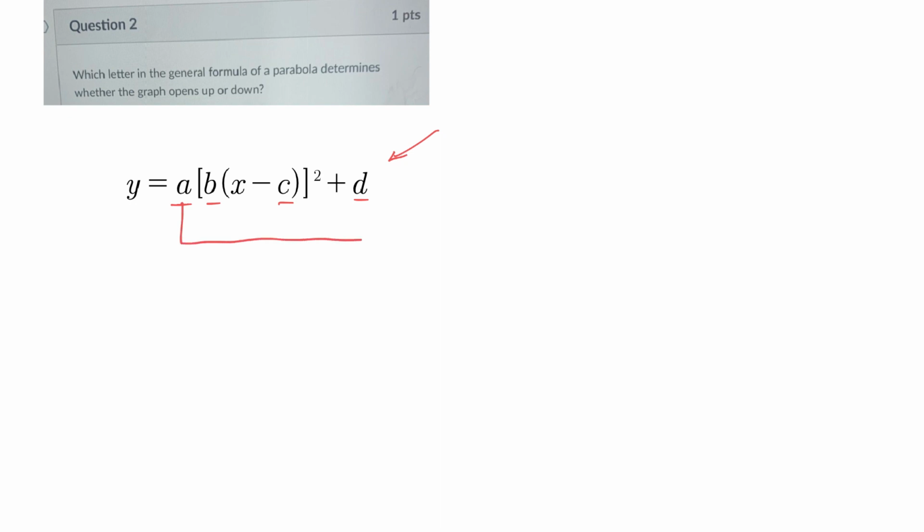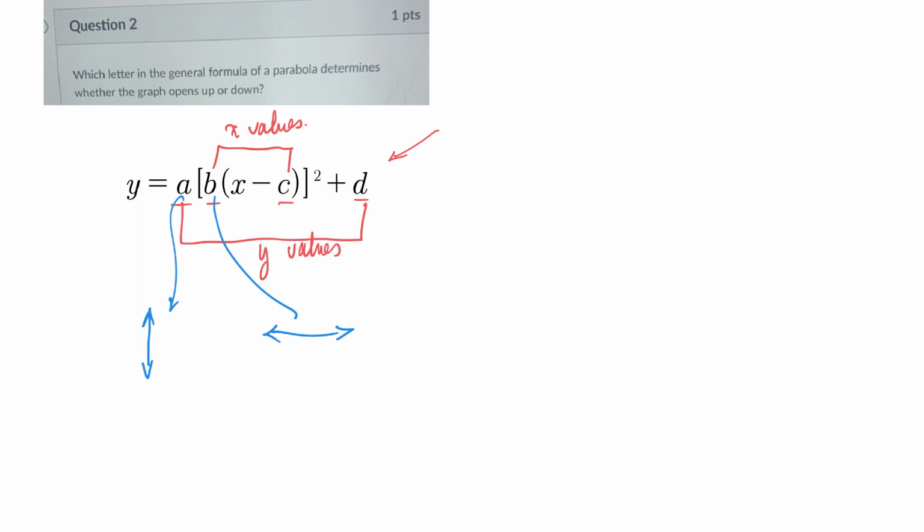So A and D affect Y values, and B and C both affect X values. Then A and B are similar in that they stretch things. So they stretch the graph out. And A, let me do it in blue. So A stretches things vertically, whereas B stretches things horizontally.